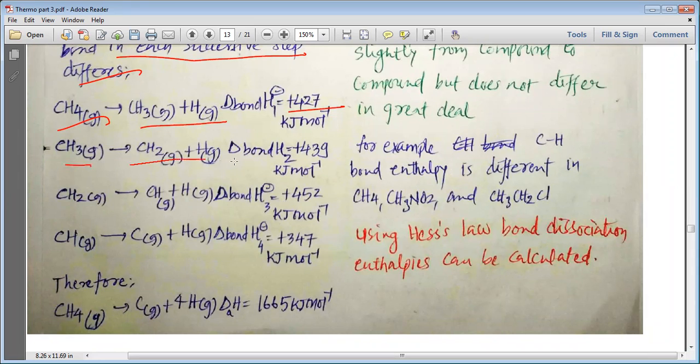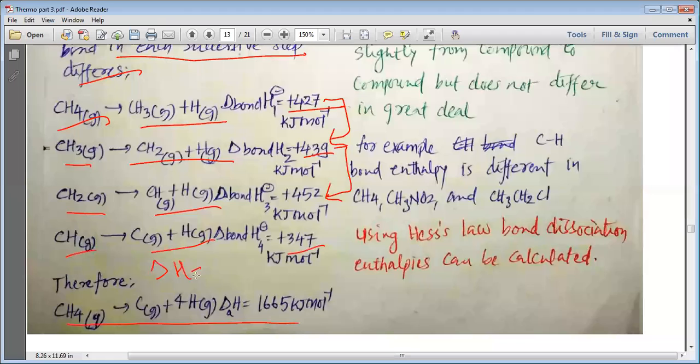Now we have CH3. From CH3, if we remove one hydrogen, then the energy required is more than the previous one. Then when it comes to CH2, when one hydrogen is removed, the energy required is more than the second step. When we have CH and we remove one hydrogen, the energy required is a little lesser. So for all these four steps, the amount of energy required is different. We take the sum of all this energy, delta H is equal to H1 plus H2 plus H3 plus H4.